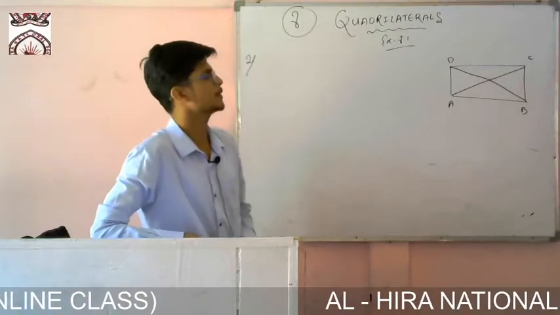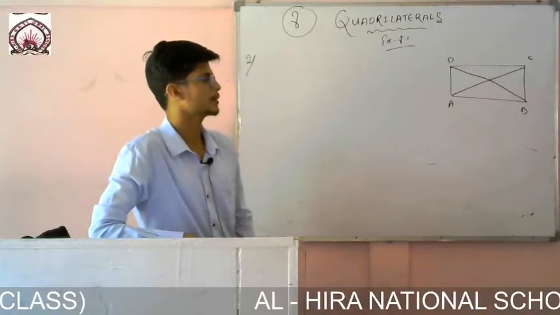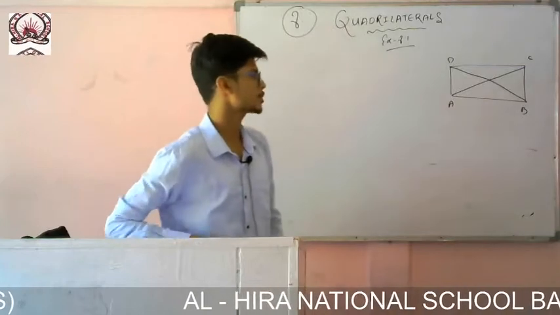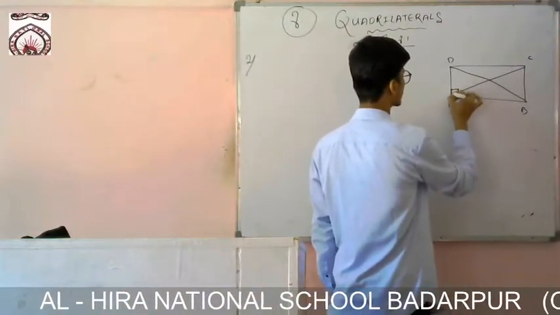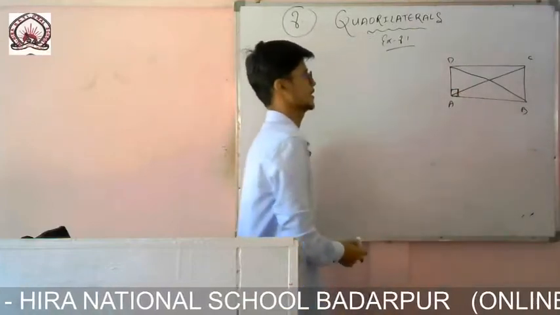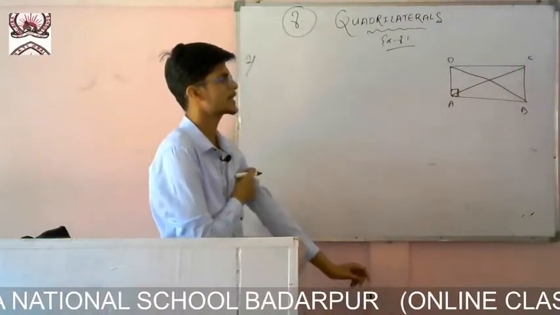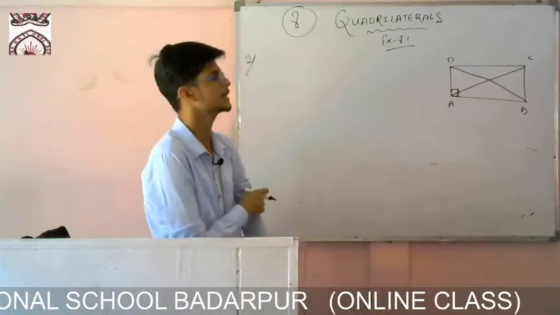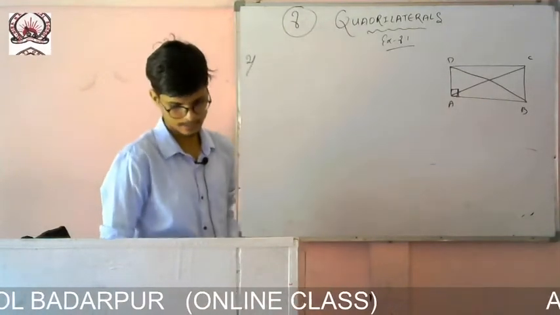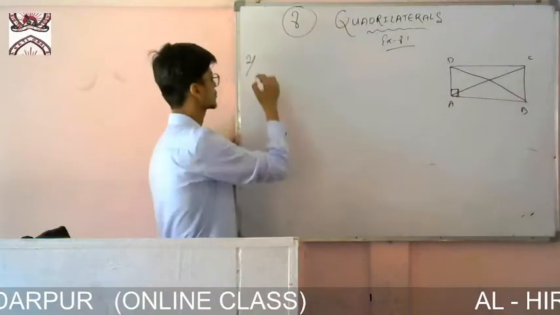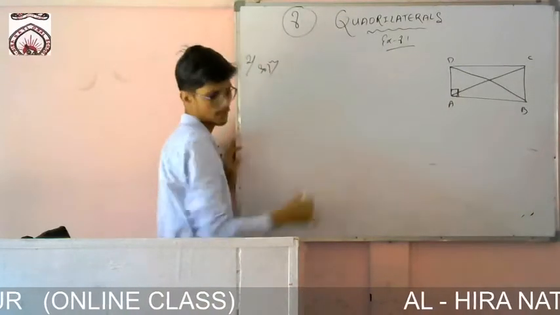So if I want to show a rectangle, then very easy: the diagonals are equal, it is given, and if I can show that each angle is equal to 90 degree, then I can say that if the diagonals are equal and each angle is equal to 90 degree, then yes, it is a rectangle. So let us go for solving this one. You write like this.